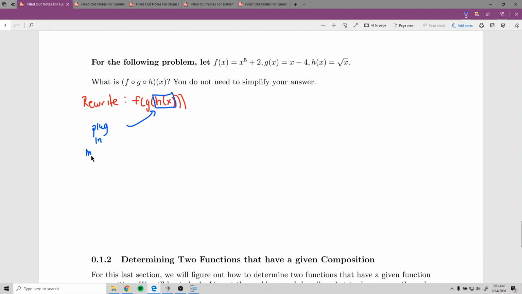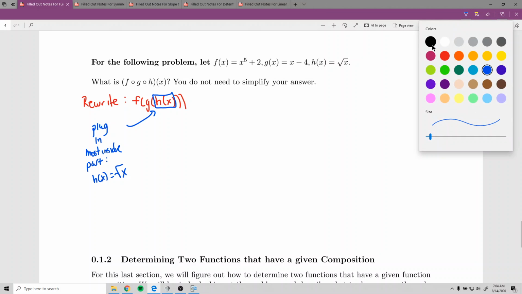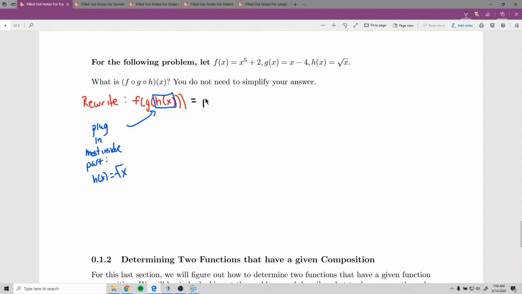And do the same thing we did before. So our formula for h of x is square root of x, and that's what we're going to plug in. There's not a number here. We're back to the problems before. So we have f parentheses g parentheses, and now in place of h of x, we put the square root of x.